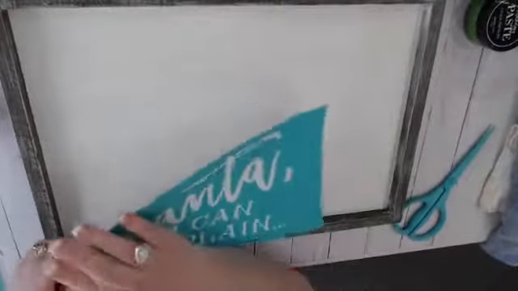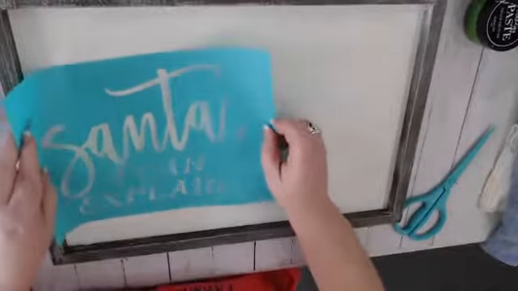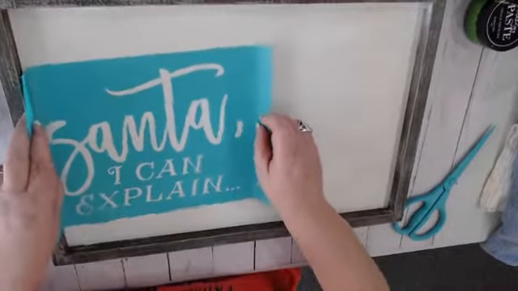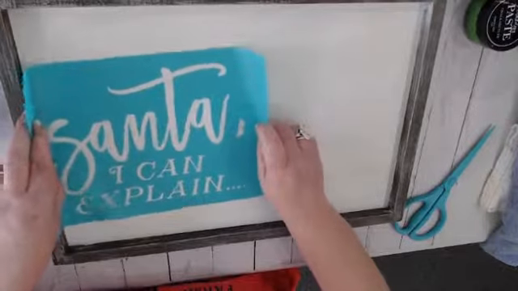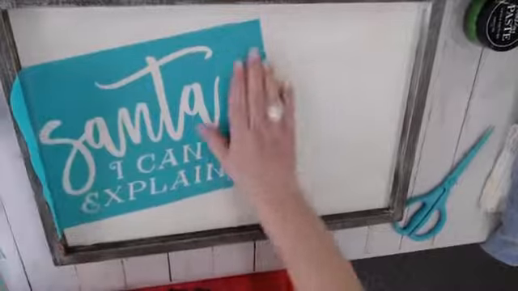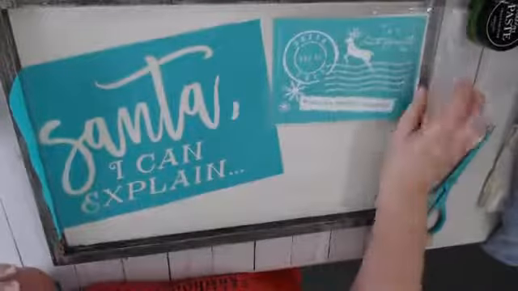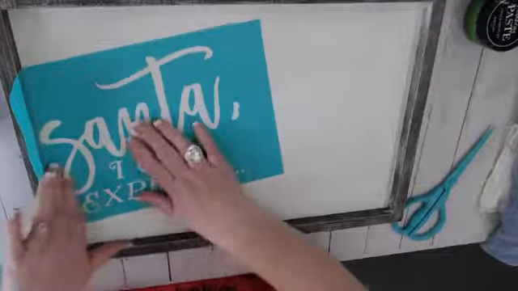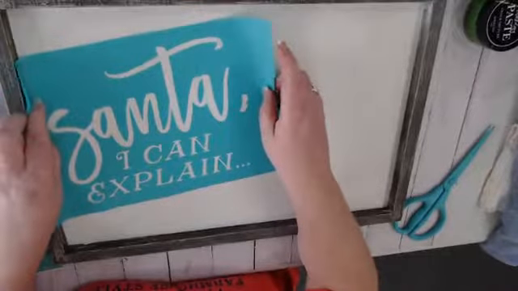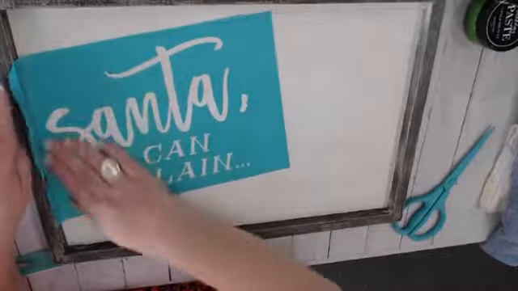All right, so I'm going to try to put this Santa I Can Explain as far to the left as I can, because I think I want it kind of crooked. So now here's my hope: I can do the line down the middle, oh yes, it's going to work perfect. I got it a little too far over, and make this into a postcard. That's what I'm thinking.